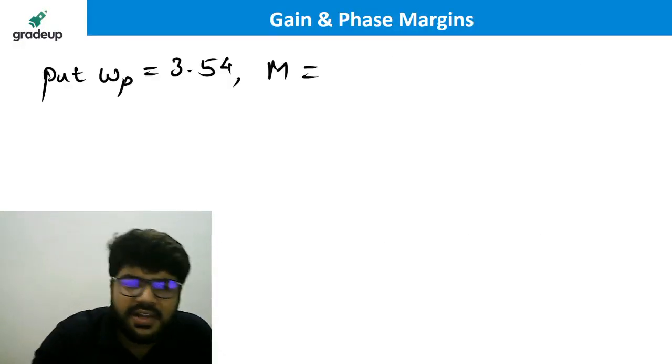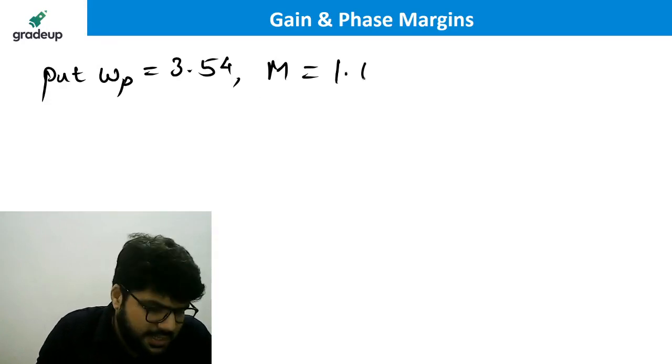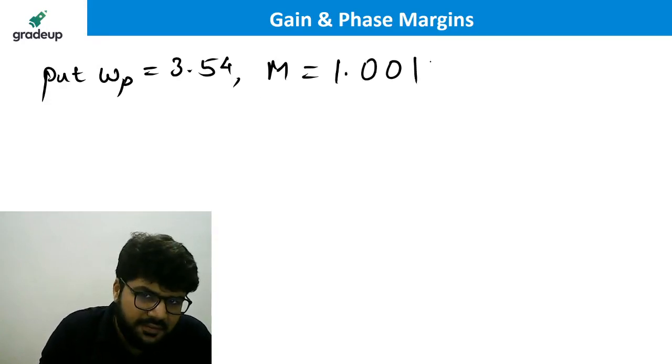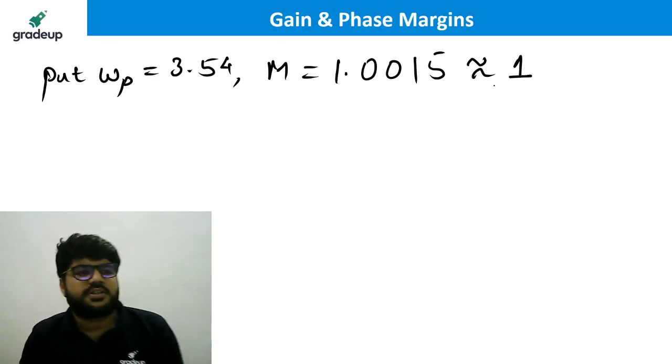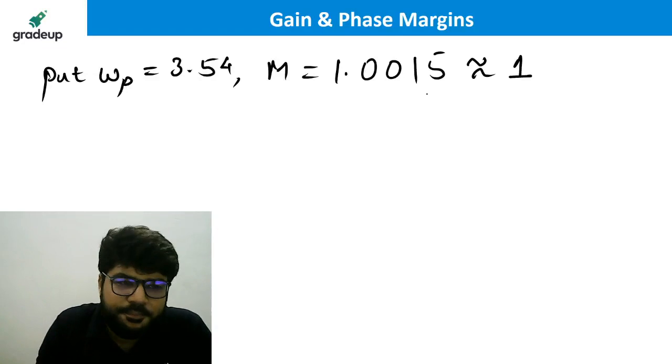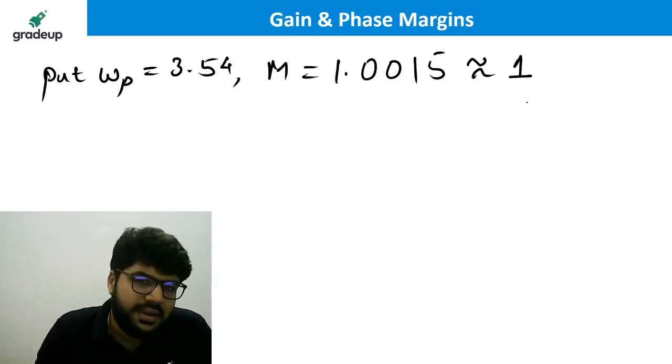What is the answer that I am getting after calculation? It is 1.0015. That is approximately 1 only. That is approximately 1. It is not 1 in decibels, of course. That is approximately 1.